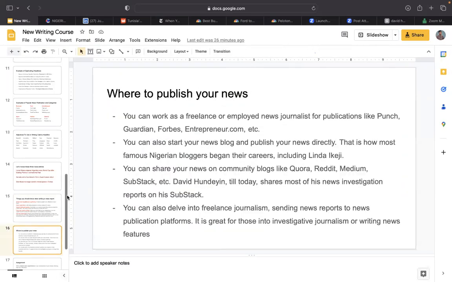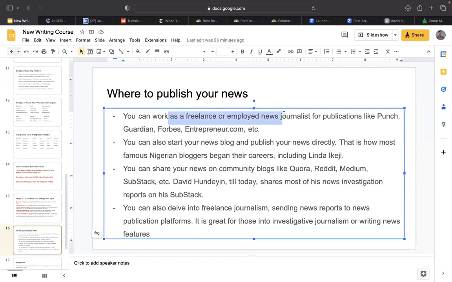So where do you publish your news? You can work as a freelance or employed news journalist for publications like Punch, Guardian, Forbes, Entrepreneur.com, etc. You can also start your news blog and publish your news directly. This is how most famous Nigerian bloggers started their careers, including Linda Ikeji. You can share your news on platforms like Quora, Reddit, Medium, Substack, etc. Even investigative journalism outlets share most of their reports on Substack.